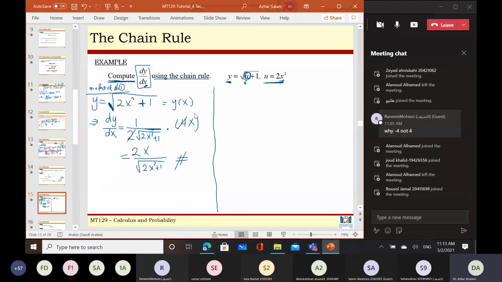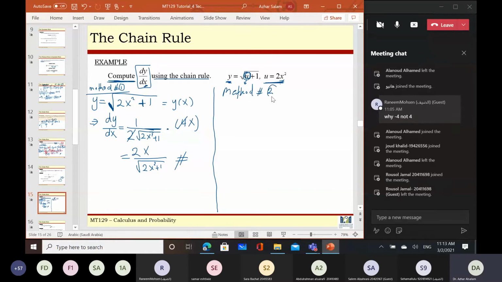For another method, okay, now method number 2. Method number 2, which is actually in your slides. To find dy by dx, I will find dy by du first. Okay, راح أوجد مشتقة الواي لحالها بالنسبة للمتغير المعطى عندي اللي هو اليو. Then I will multiply it with du by dx.